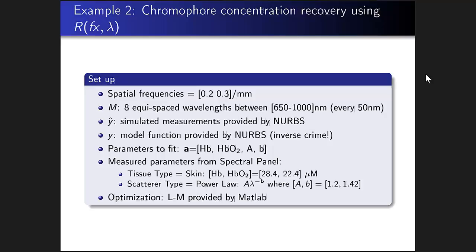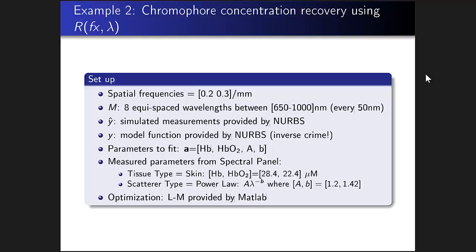But we're trying to figure out what HB, HBO2 are, and A and B of the scattering. Remember on the spectral panel, it's a power law, A lambda to the minus b. So I'm trying to find these coefficients, so I'm looking for 4 parameters. I took as my measured data using skin these 2 concentrations for HB and HbO2, and I use these values, so these are the values I'm seeking because they're in my measured data.